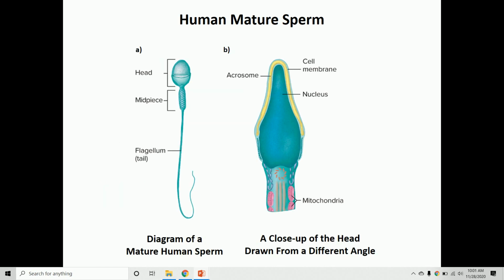And here you can see the structure in an image. So this is the head of the sperm, that's the midpiece, and this is the tail or the flagellum. Again, the head has the nucleus, and there's the acrosome cap that has all of the enzymes needed to assist in fertilization. Now the midpiece has tons of mitochondria to produce ATP, and then the flagellum, or the tail, is going to help in the swimming process.